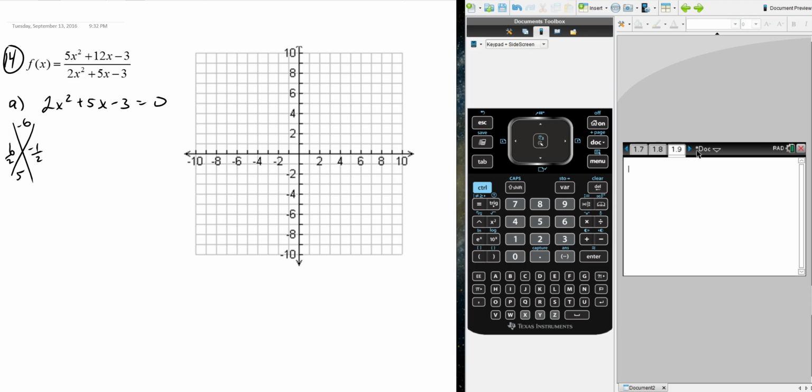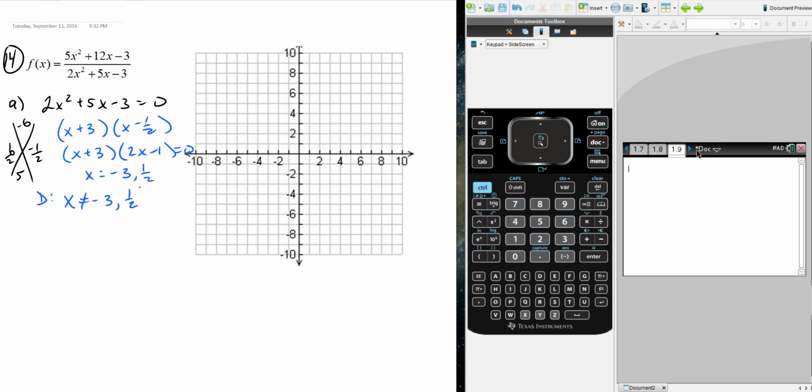So that leaves me with x plus 3, x minus 1/2, which turns that into x plus 3 times 2x minus 1. If I solve each of those, x is equal to negative 3 or 1/2. So those are my restrictions on the domain. So my domain itself is x can't be negative 3 or positive 1/2.